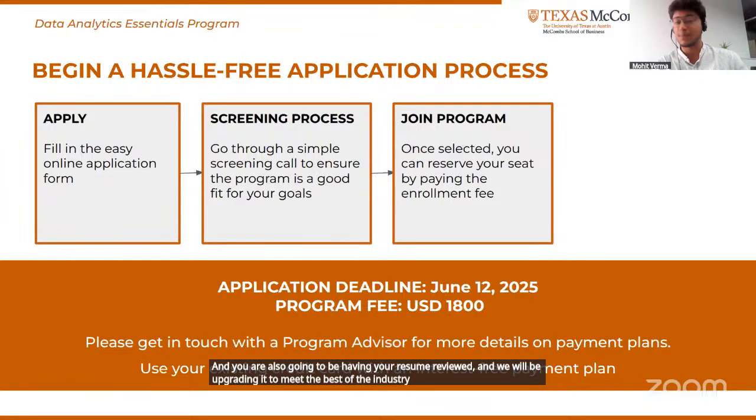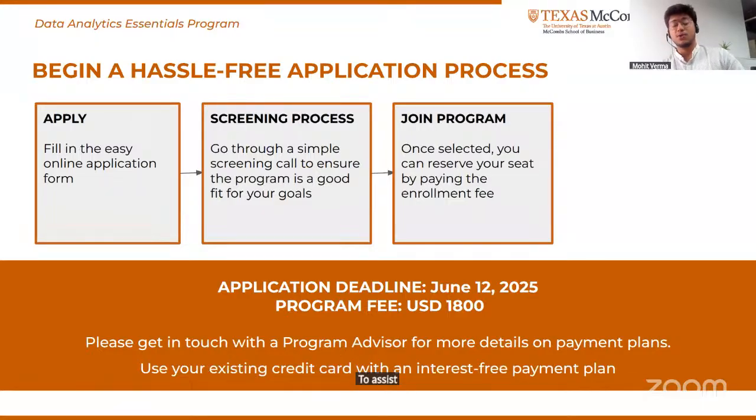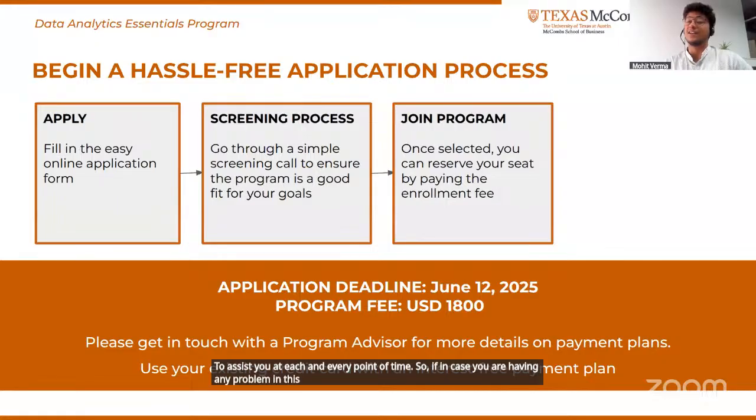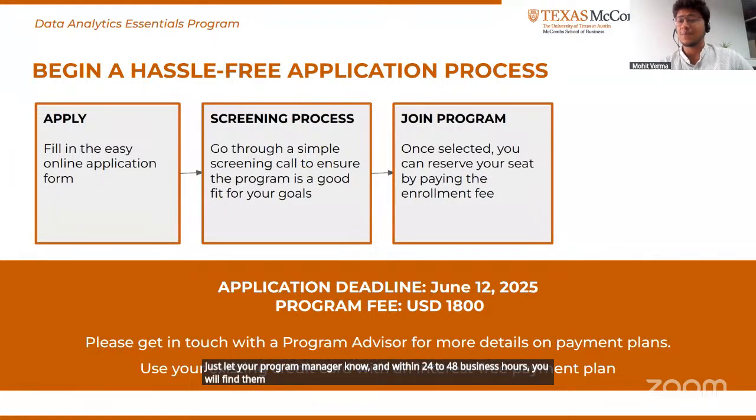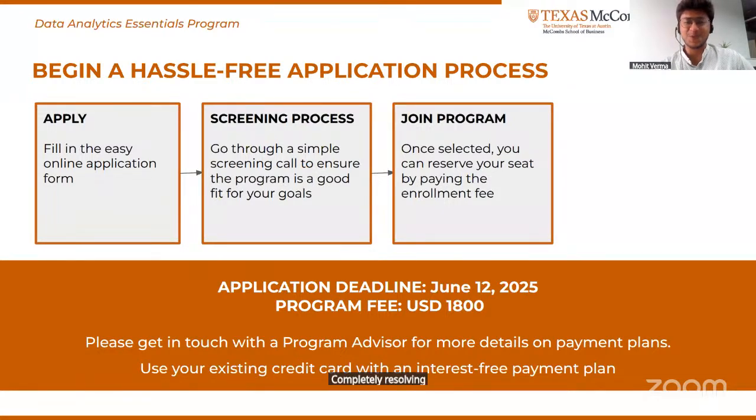You will also be preparing for your interviews. A program manager will be by your side to assist you at each and every point of time. So if you are having any problem in this program, just let your program manager know, and within 24 to 48 business hours, you will find them completely resolving your problem. So this is the chance for you to go ahead and fill up your application forms.